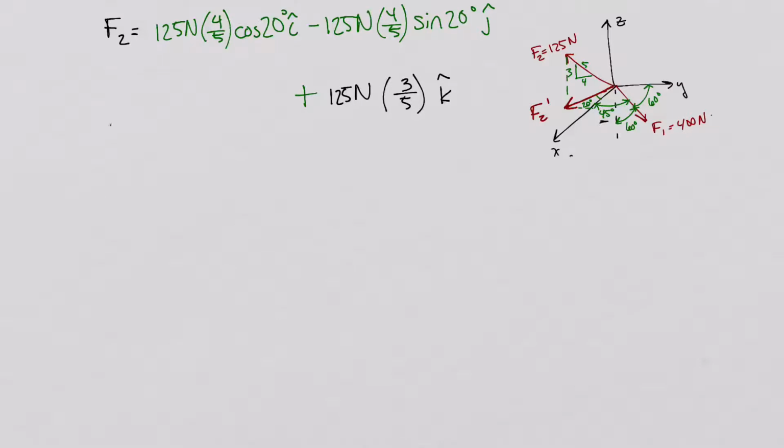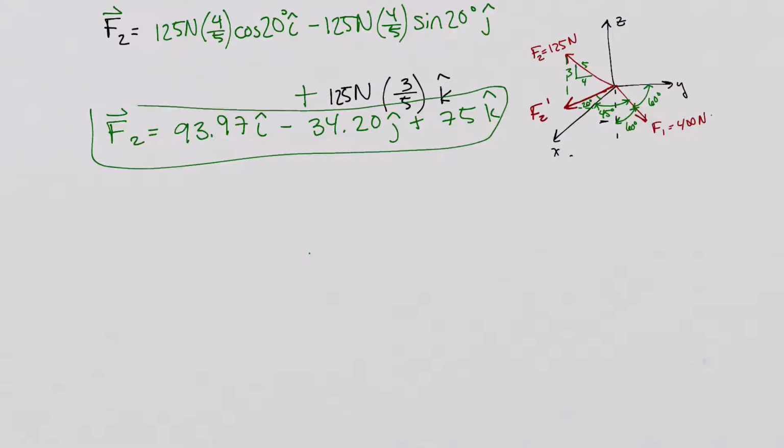So I'm going to go ahead and multiply that out. So F2 equals 125, 4 times 5 divided by, so that gives us 100 times that cosine of 20. So that's 93.97 I minus, and we just did that 125 times 4 over 5, which is 120 sine times, so that'd be 34.20 J plus, and that 125 times 3 over 5 plus 75 K. So now we have F1 and F2. So now we can figure out what the resultant force is.